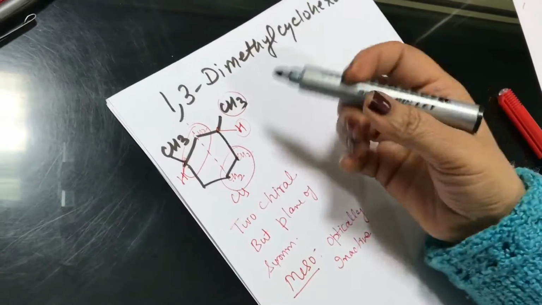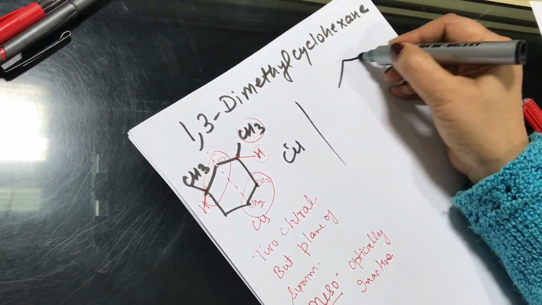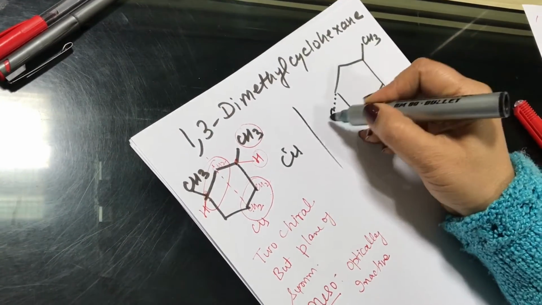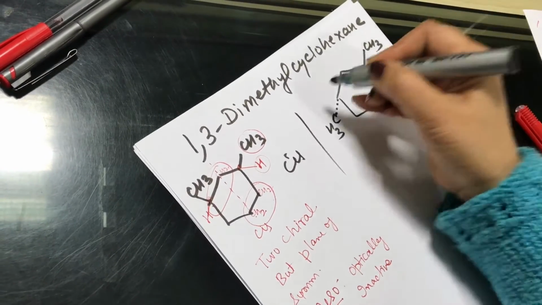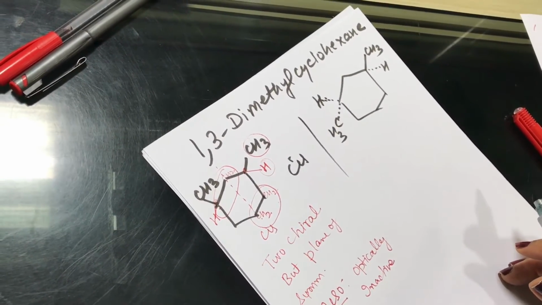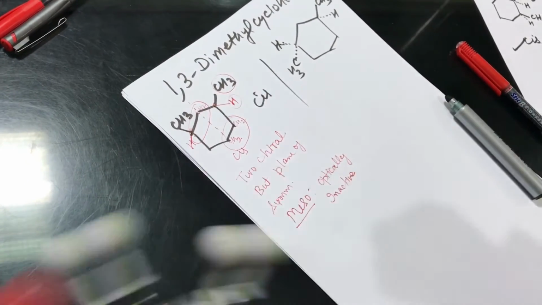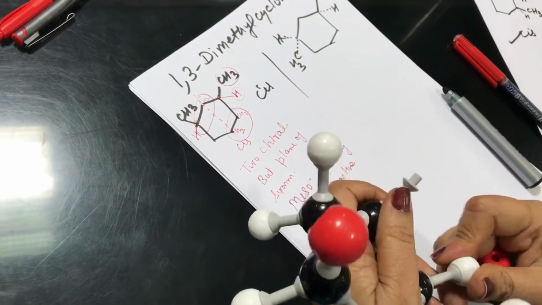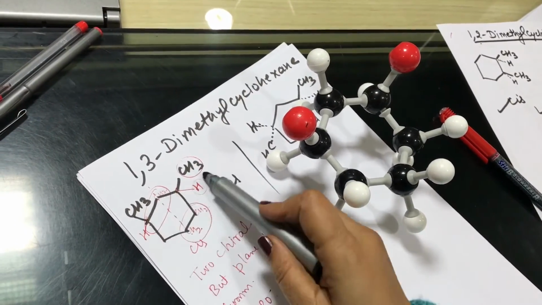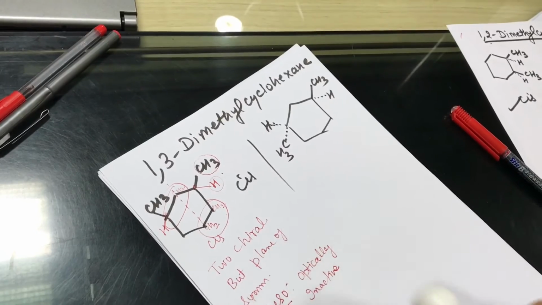But we'll see some other configuration like the trans arrangement. This one is cis dimethyl. If it is trans dimethyl, both the methyl groups will be on opposite sides of the ring. As you have seen in chair conformation, this one, 1 and 3 position, this one is cis 1,2 dimethyl, but in trans these will be on opposite sides.